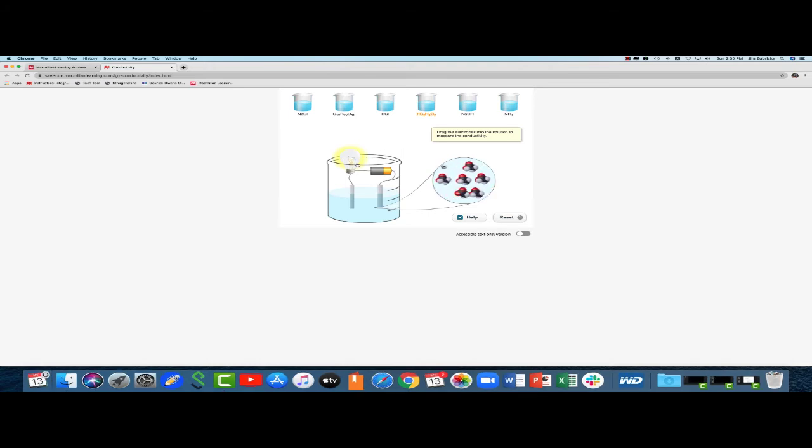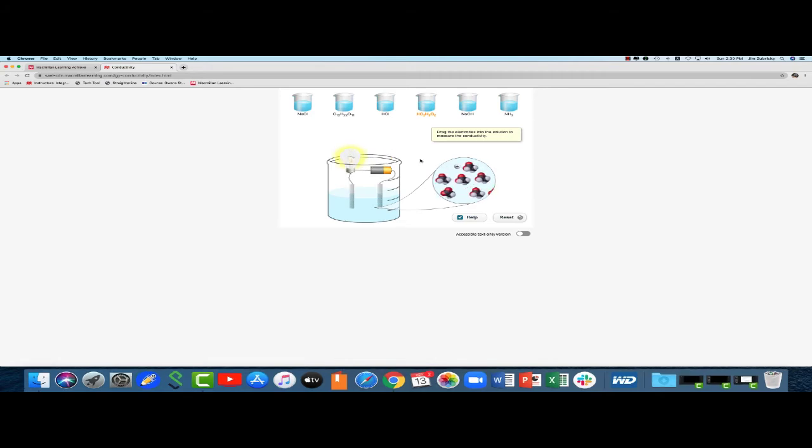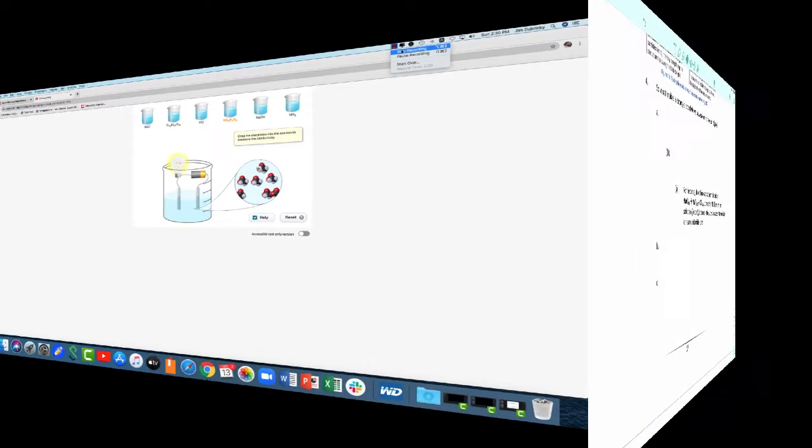Now, just to compare it, let's try the sodium chloride again. Let's see. Oh, so there is a difference here with the light. So you've got sodium chloride really burning bright, but then acetic acid doesn't burn as bright. All right. So with that being said, let's go back to our notes.